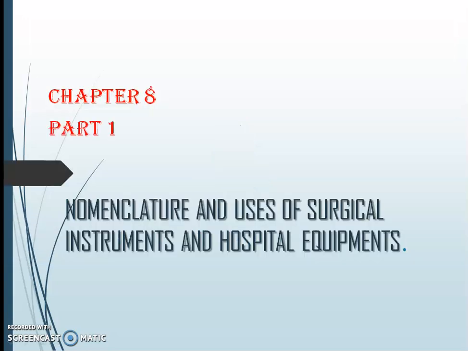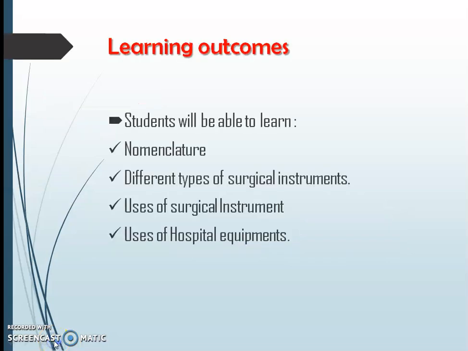So, today we'll start with a new chapter. First, we'll deal with part 1 of that chapter. The new chapter is nomenclature and uses of surgical instruments and hospital equipments. After watching this video, the student will be able to learn nomenclature, different types of surgical instruments, uses of surgical instruments, and uses of hospital equipments.